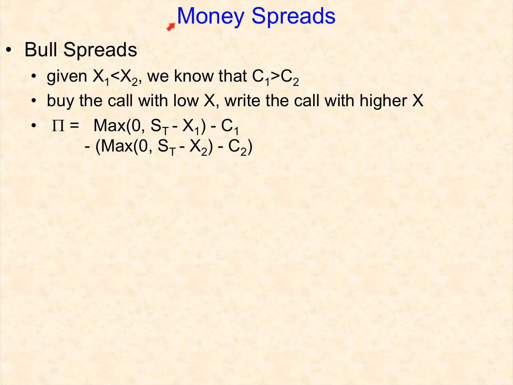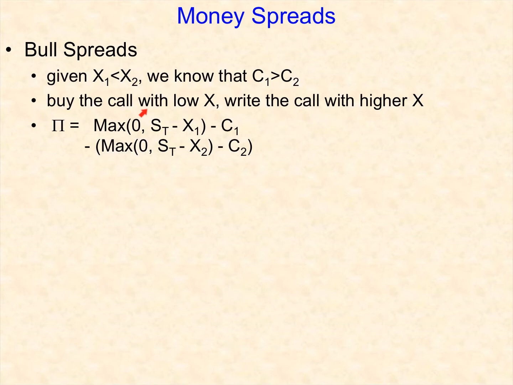The first type of spread we will look at is a money or strike spread. In particular, we'll look at a bull spread. If we have two options, one with a low exercise price we'll call X1, and the other with a higher exercise price we'll call X2, then we know that the premium on the first option will be greater than the premium on the second option.